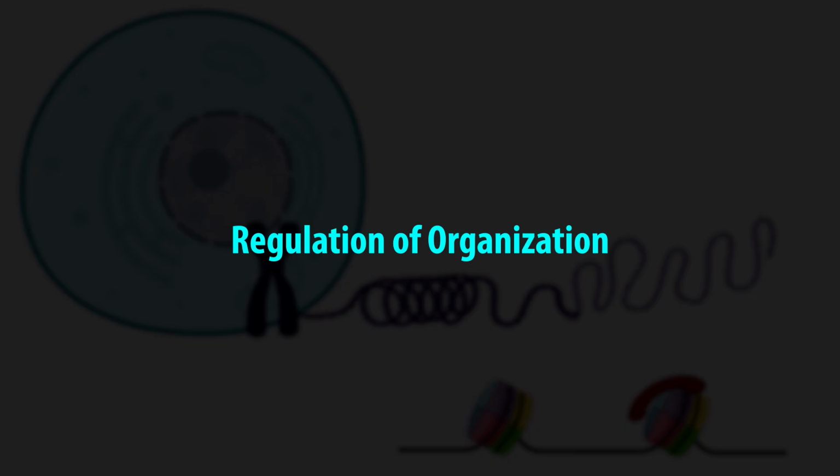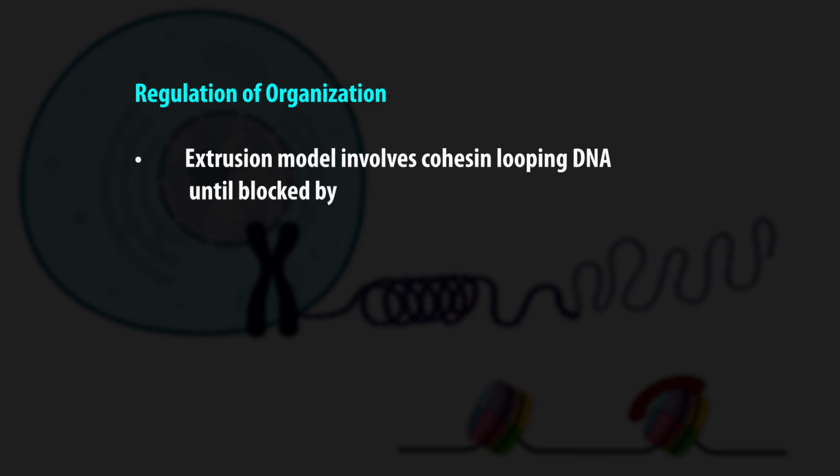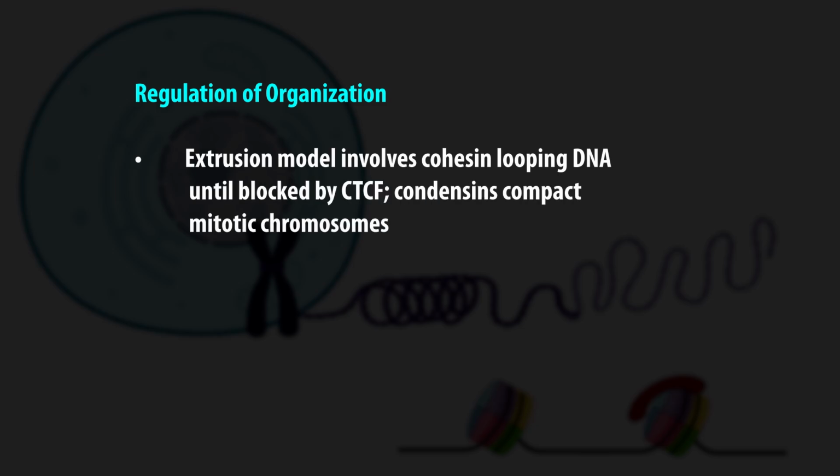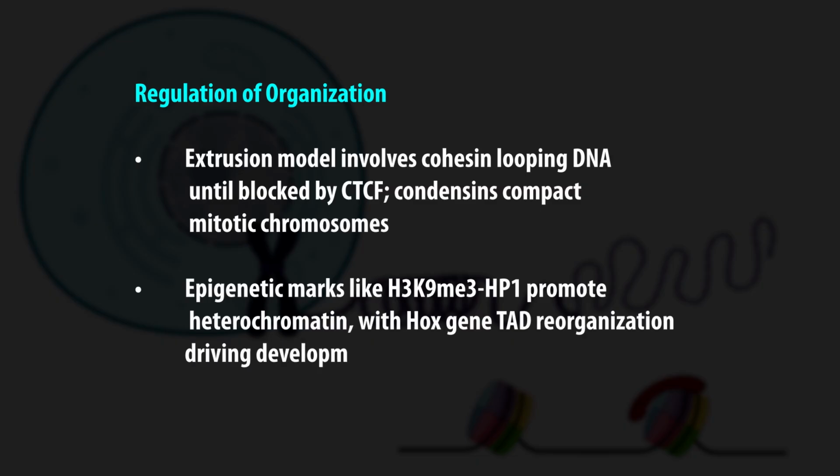Next is the regulation of organization. The extrusion model involves cohesin looping DNA until blocked by CTCF, and condensin compacts mitotic chromosomes. Epigenetic marks like H3K9me3 and HP1 promote heterochromatin, with Hox gene TAD reorganization driving developmental expression.